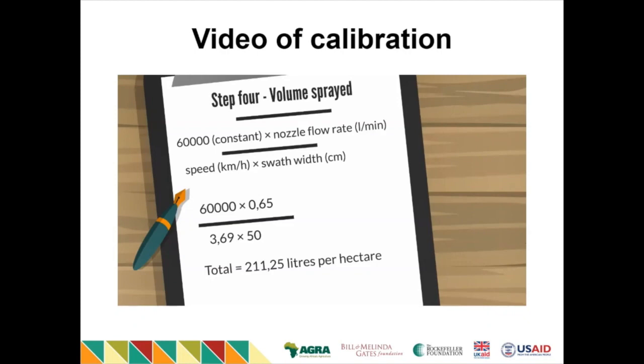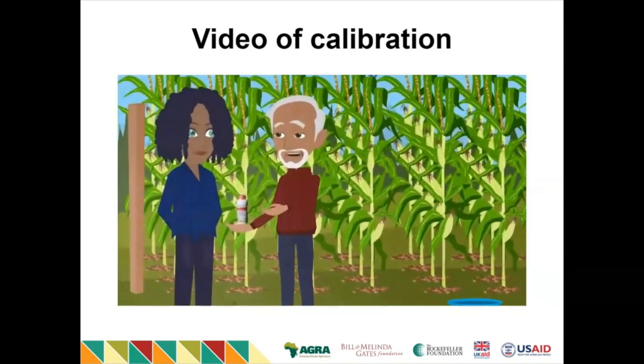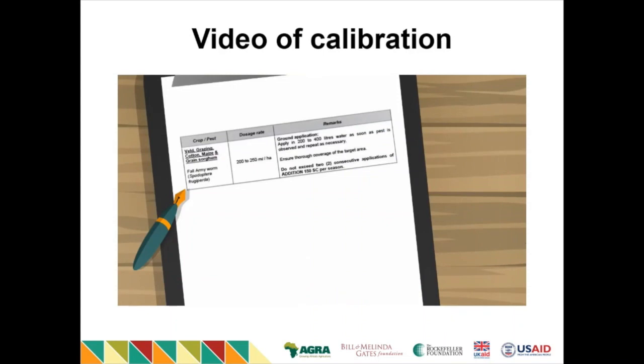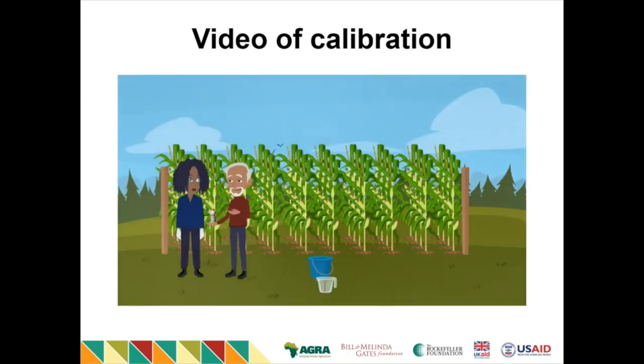Well done, Mary. This label of Edition 150 SC shows us the application rates, dosage, and other information. As you can see here, the dosage rate is 200 to 250 milliliters of product applied to 1 hectare. It also says the product must be applied in 200 to 400 liters of water per hectare. So how do I calculate how much pesticide I need to add to my knapsack? It's simple. You just use this formula.